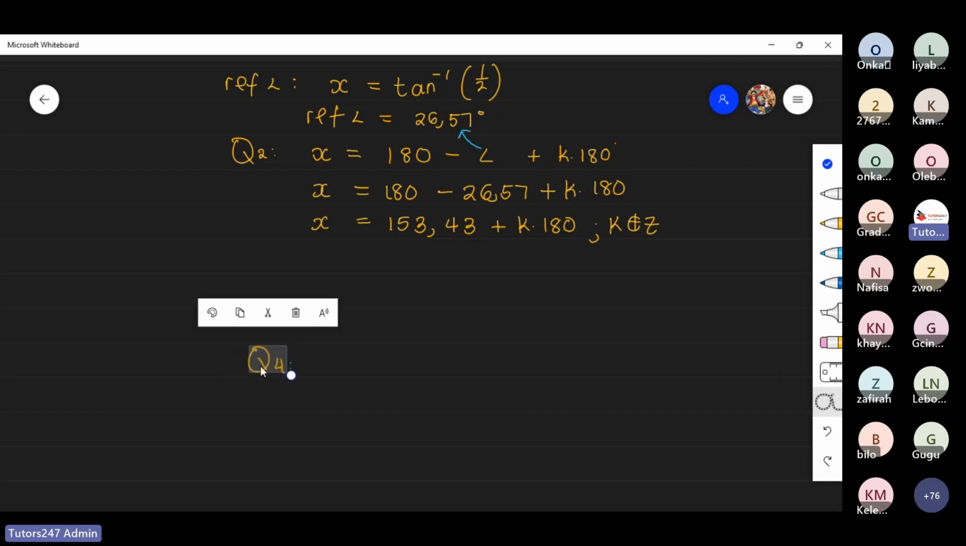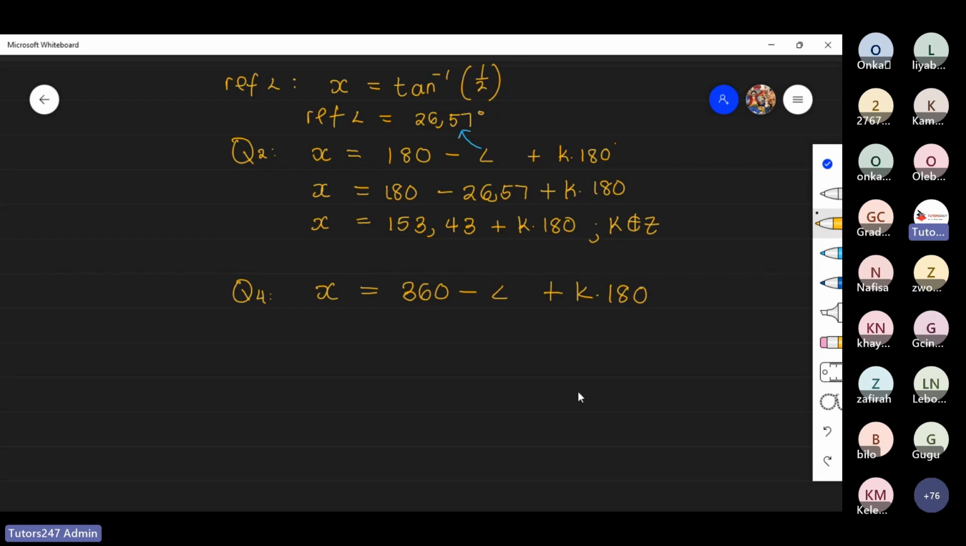Now, let's move this slightly up. Now, in quadrant 4, we ask ourselves the same thing as before. What is our reduction formula in quadrant 4? Our reduction formula is 360 minus our reference angle, and don't forget to put plus k times the period, which is 180. From here, we now substitute that reference angle. So 360 minus 26.57 plus k times 180. From here, we put this into our calculator. So 360 minus 26.57, and that gives us 333.43 plus k times 180, whereby k is an element of integers.